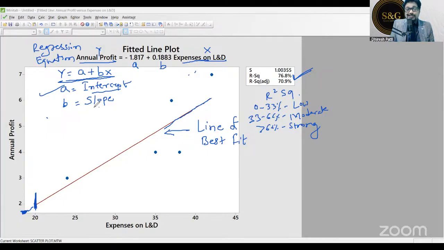What is slope? Now this is very interesting. If I change 1 unit of x, now try to understand this. Yeah, why is it negative? Because it is not intercepting. See, the lowest value of the data set is 2 crore. Because the line is intersecting below that value, that's why it is negative. If it had been above 2 crore, that would have been a positive value. That's the only reason.